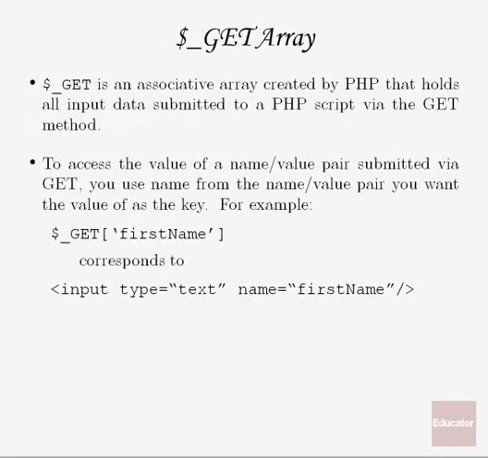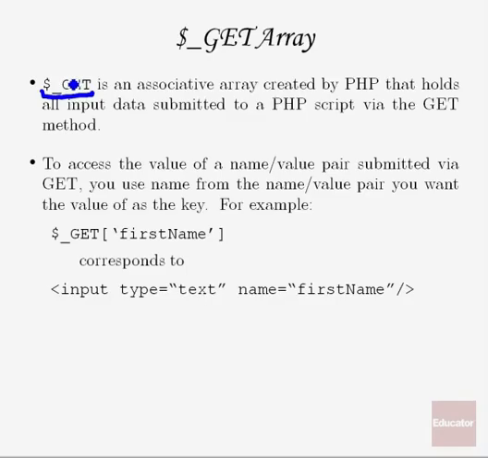So what is the GET array, as it's called? The $_GET array is an associative array that's created by PHP every time a PHP page is requested by the GET method. What it does is it extracts any name value pairs that were appended as part of the query string of the URL, and it puts them into this array. Basically, for each name value pair that's appended to the URL, it creates a key, sets the key equal to the name of the name value pair, and sets the value associated with that key equal to the value of the name value pair.